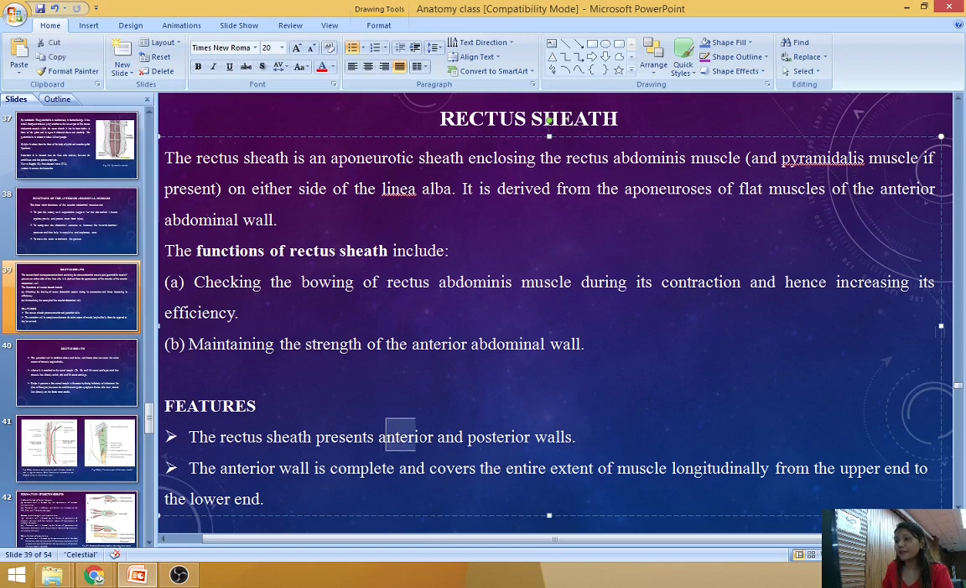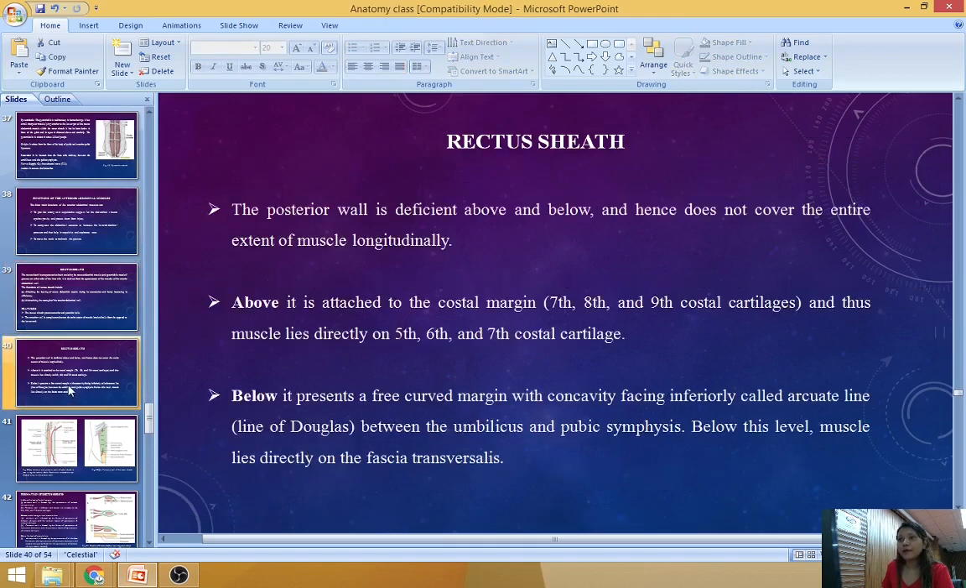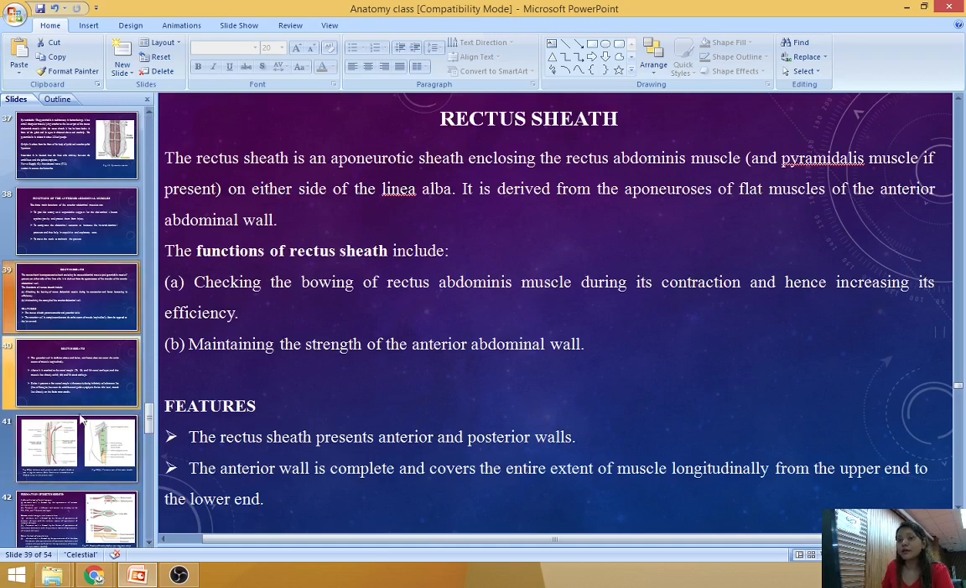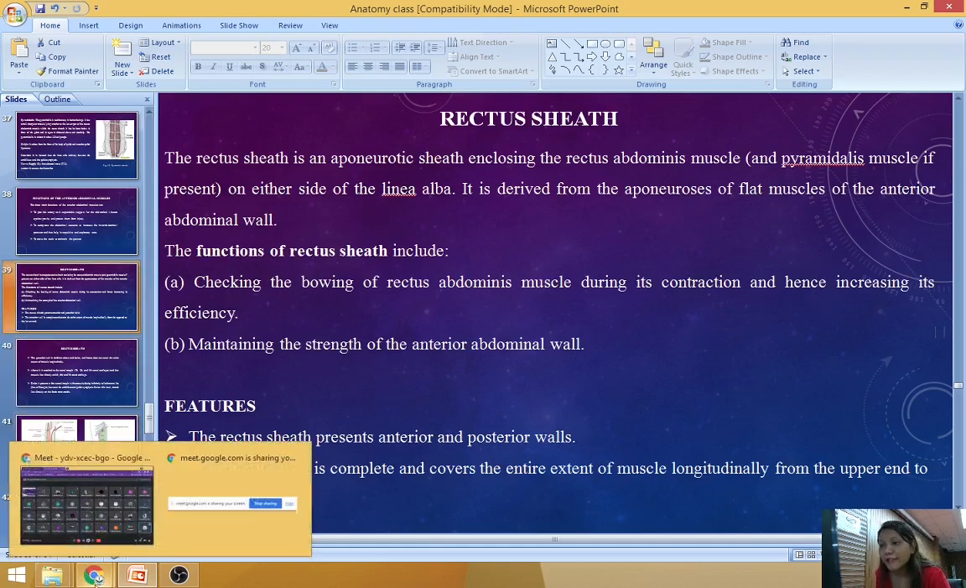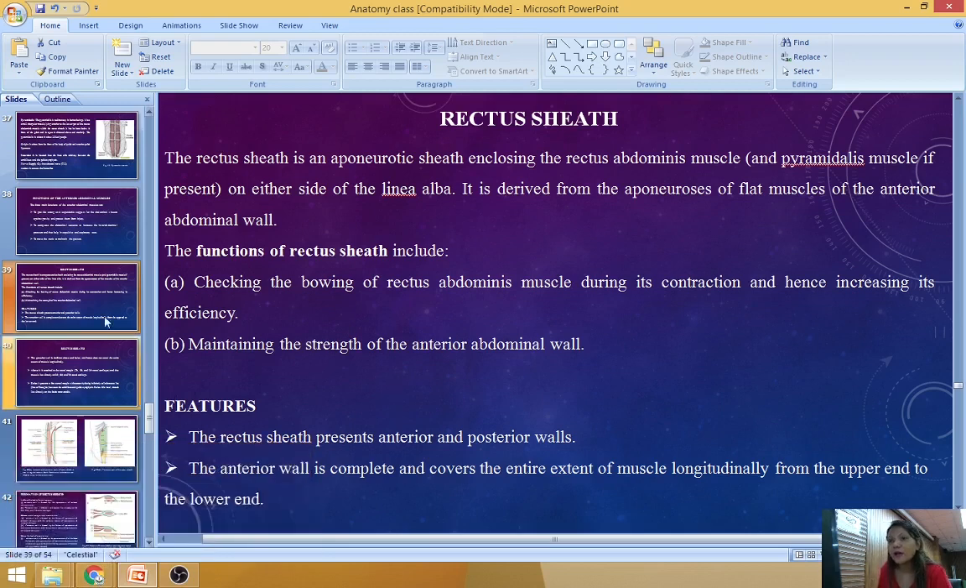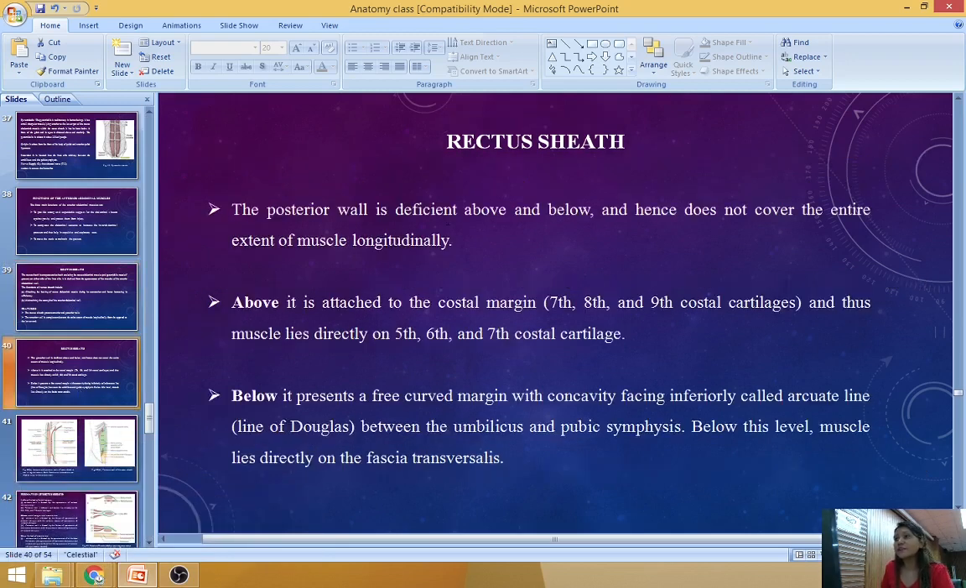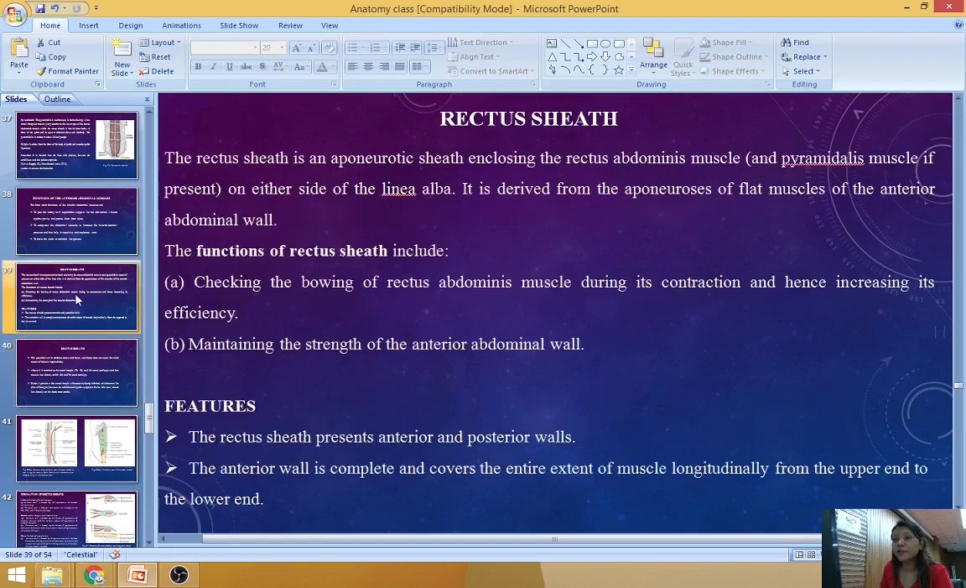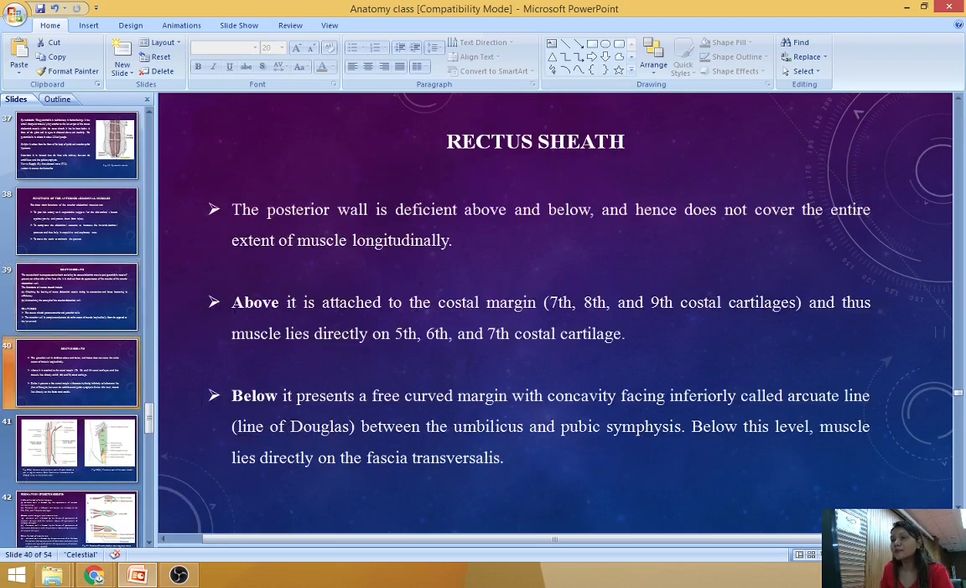Features: it has 2 walls, anterior and posterior wall. Anterior wall is complete and covers the entire extent of the muscle longitudinally from the upper to the lower end. Okay, anterior wall is complete, but the posterior wall is deficient from above and below, and hence does not cover the entire extent of the muscle. Okay, so in rectus sheath, can you hear me? The anterior wall is complete and the posterior wall is deficient. Very important.